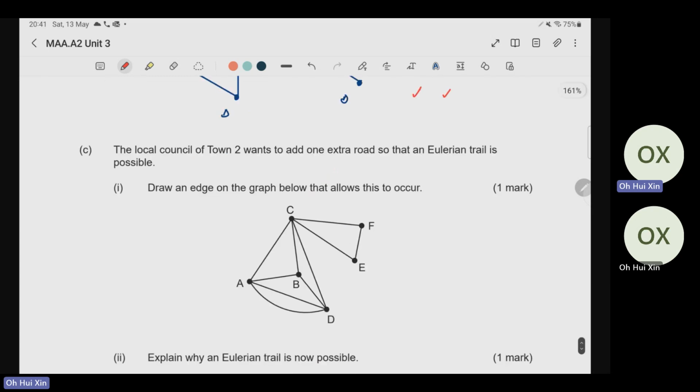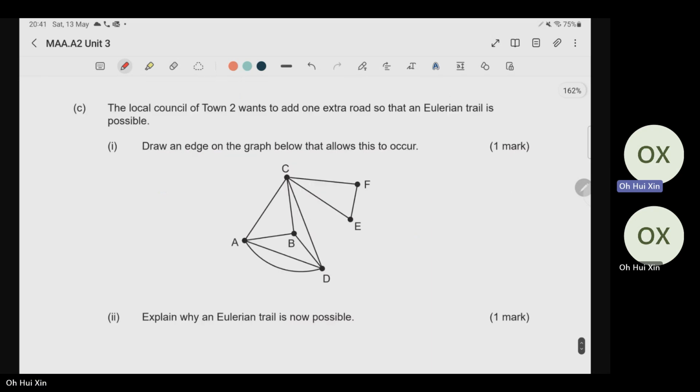Okay, C, the local council of town 2 wants to add 1 extra route so that an Eulerian trail is possible. So draw an edge on the graph below that allows this to occur. So for an Eulerian trail, you need to have all even vertices, right? So which means that what you need to do is you only need to check the ones that give you odd vertices. Then after that, you connect to another one that gives you odd vertices. Normally, that will be the situation.